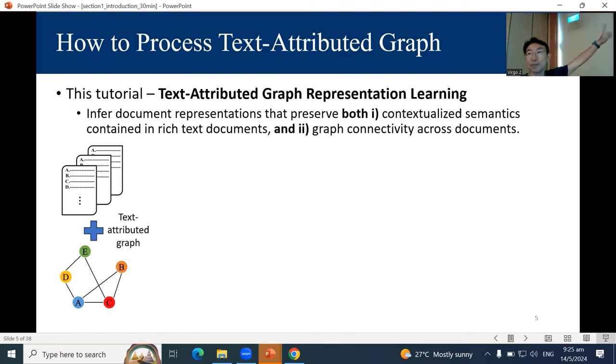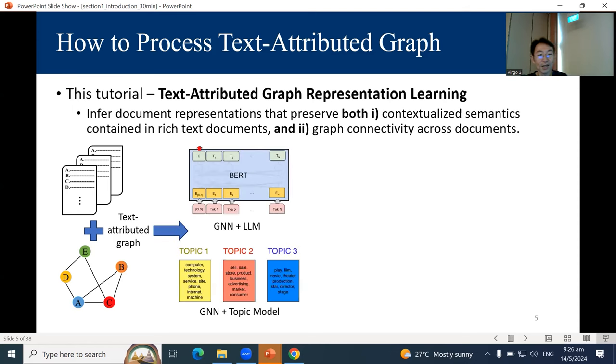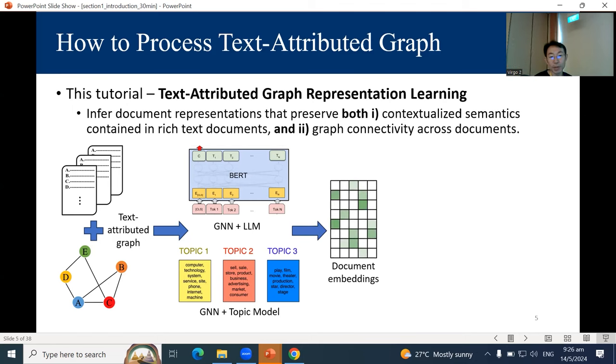So text attributed graph, in a very simplistic way, is documents plus graph, right? But of course, they are not two separate things. They are one thing, because the nodes in the graph are actually the text documents, and each node in the graph is actually described by the text as well. So then we look at how we mesh the graph and the text together. One way is that the base could be a GNN, but GNN itself is a generic way of describing things, in the sense that there could be different varieties of GNNs as well. We're going to discuss how GNN is going to work together with LLMs, and on the other hand, how GNN is going to work with topic models.